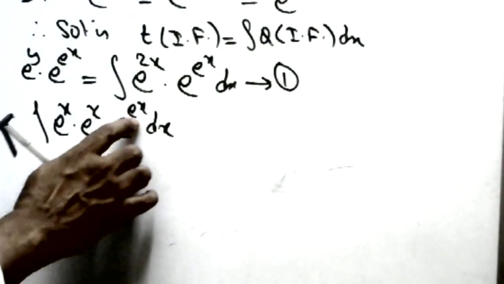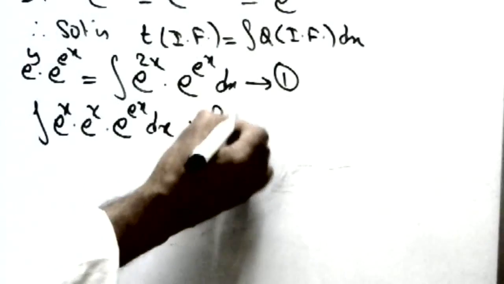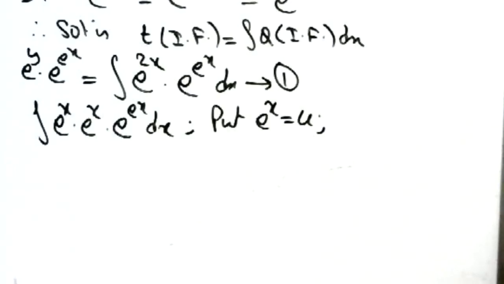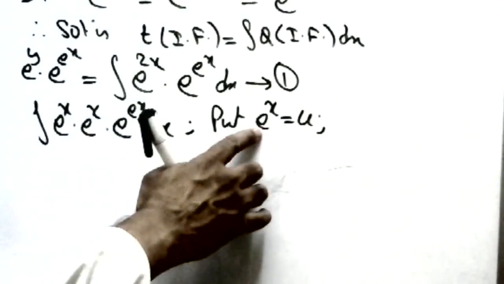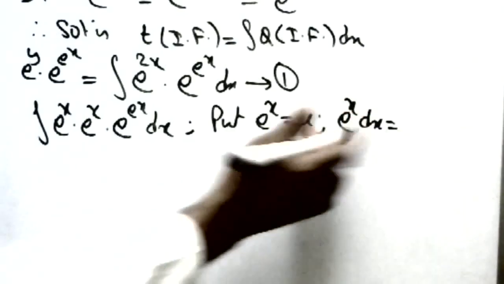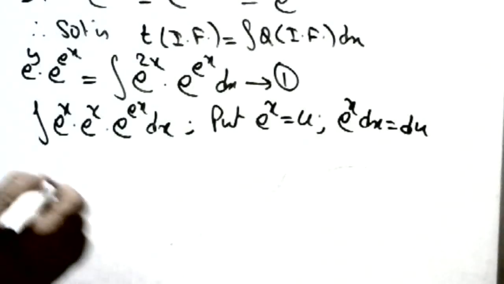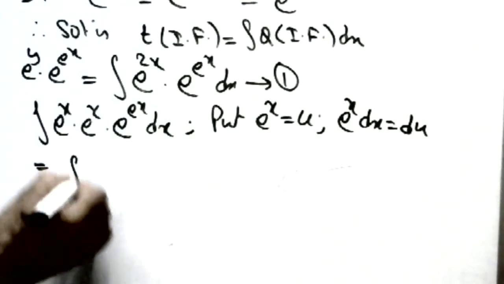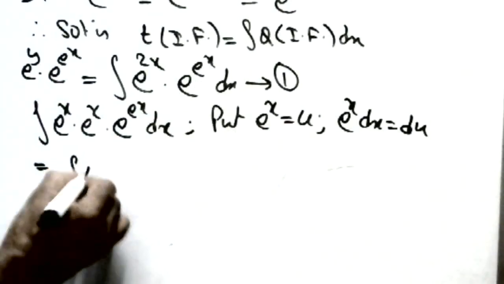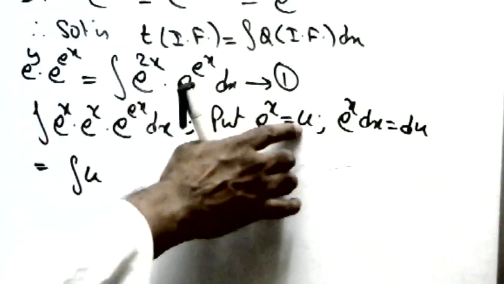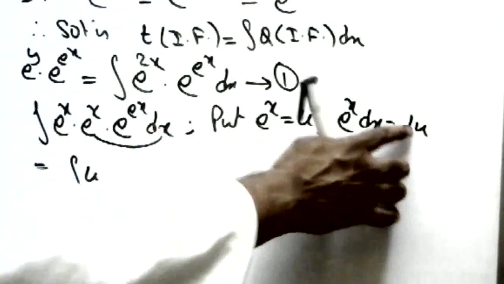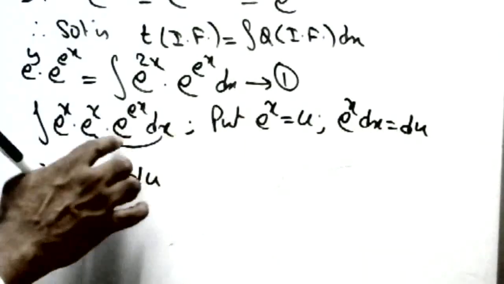Now this question is based on substitution. We have to substitute this value. Let us put e power x equals u. Now differentiate with respect to x. Differentiate both sides. d by dx of e power x is e power x only, but the differentiation of u will be du. So the question will get changed. Watch carefully. It equals integration of e power x, one e power x you write u, another e power x dx is du.